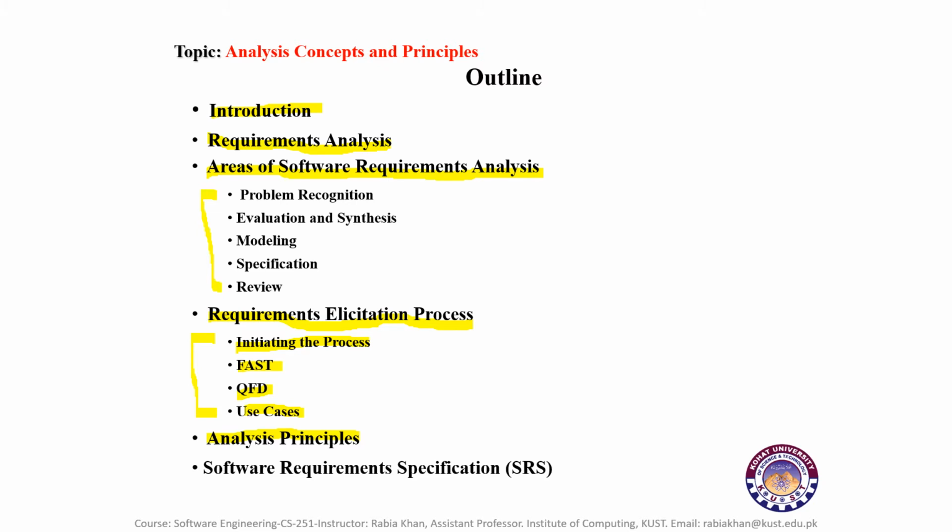The last principle states that the analysis process should move from the essential information which you have collected from the customer towards the implementation detail. The model, the diagram that you have drawn, will help the designer to have a proper design of the system, and ultimately it will help the developer to implement the system in code. So these were the analysis principles that we had discussed in the previous lecture.